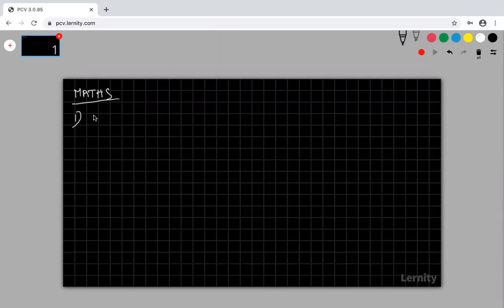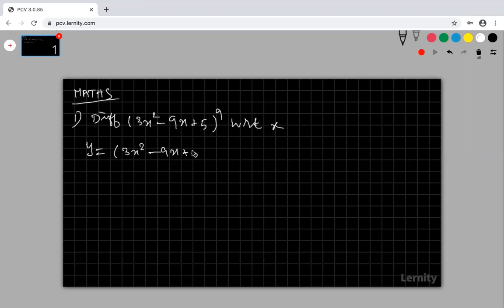First problem, differentiate with respect to x. Differentiate 3x square minus 9x plus 5, the whole power 9, with respect to x. How to differentiate this? First of all, take the given function as 3x square minus 9x plus 5, the whole power 9. Now consider this as x.